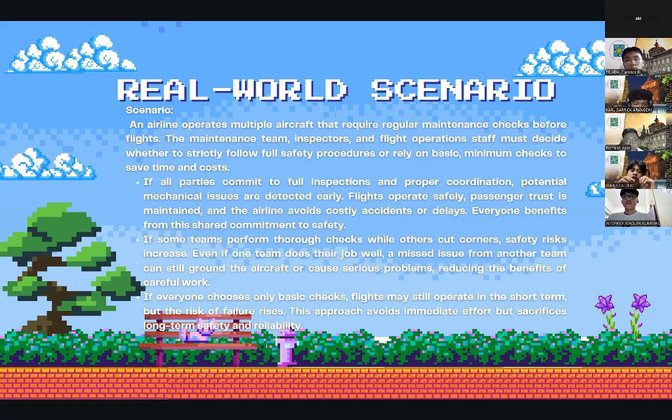These situations fit signaling and screening because safety information is uneven, and both signals and screening help reduce risk. As a result, passengers can make better choices, and only qualified airlines are allowed to operate. And that's it.